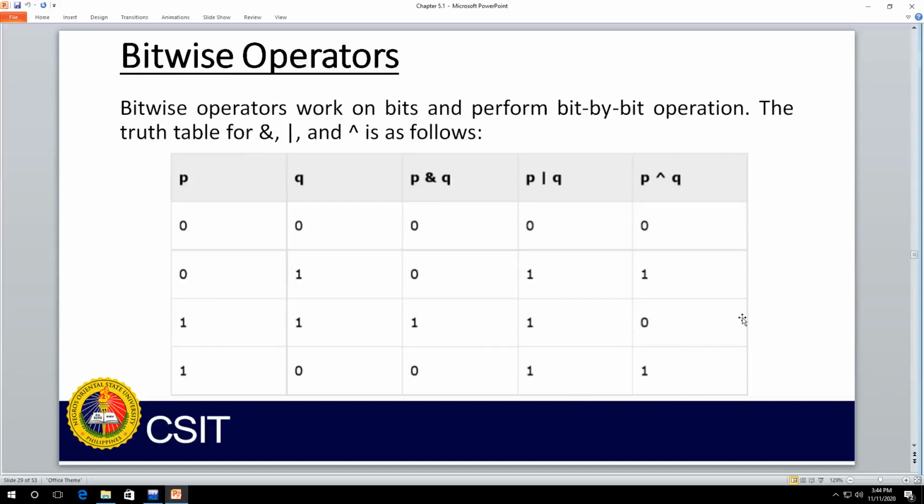So that's the overview. I will be giving you a different video for this one, so just stay tuned on our Edmodo class. And we will be having our video conference for this one also.